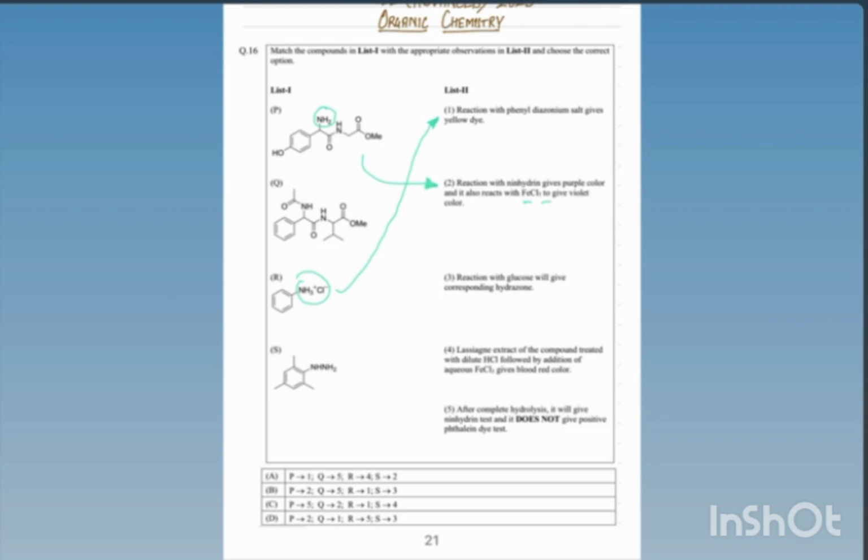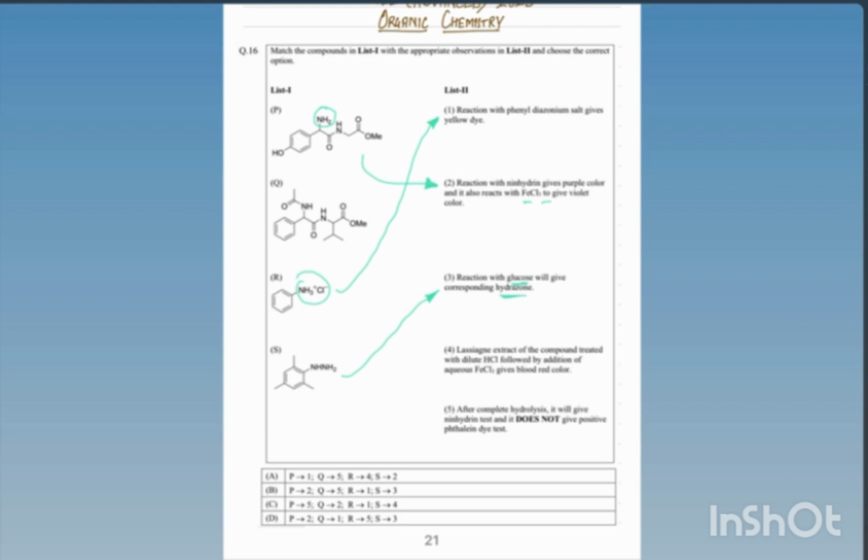With the Q, if you see, reaction with the glucose will give the corresponding hydrazone. Reaction with glucose is giving hydrazone, and only hydrazine can give the hydrazone. So that's why S should be matched with the third option. And if you see the fourth option, Lassaigne extract of the compound treated with dilute HCl followed by the addition of aqueous FeCl3 gives the blood red color. For the blood red color, the compound should have sulfur as well as nitrogen, but there is no compound which has sulfur as well as nitrogen. That's why the fourth option cannot be matched with any of the compounds.